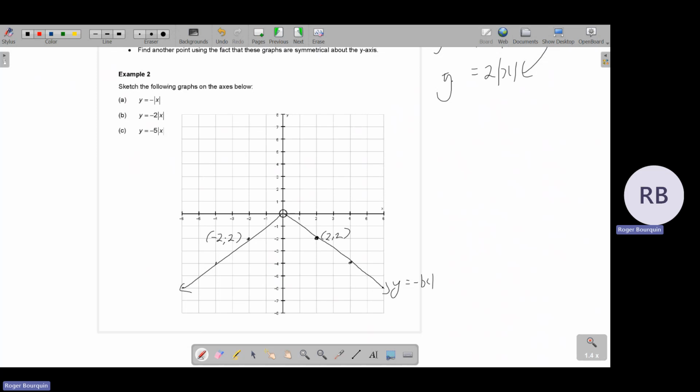So negative 2x, if x was 2, y would be negative 4, right? So 2, negative 4 is the point. What's another point? Negative 2, negative 4, right?